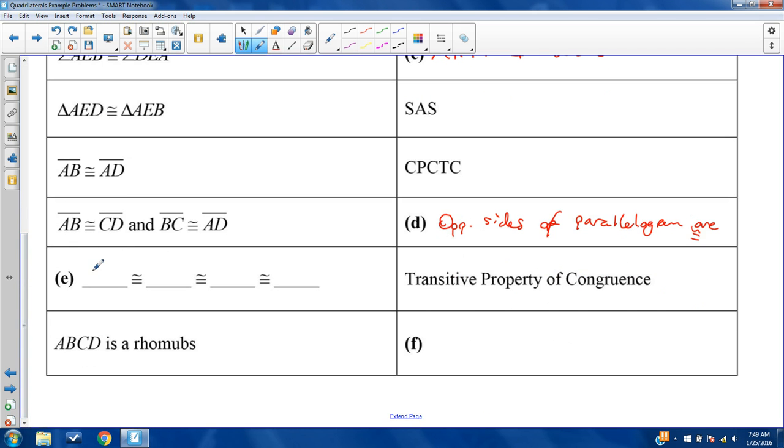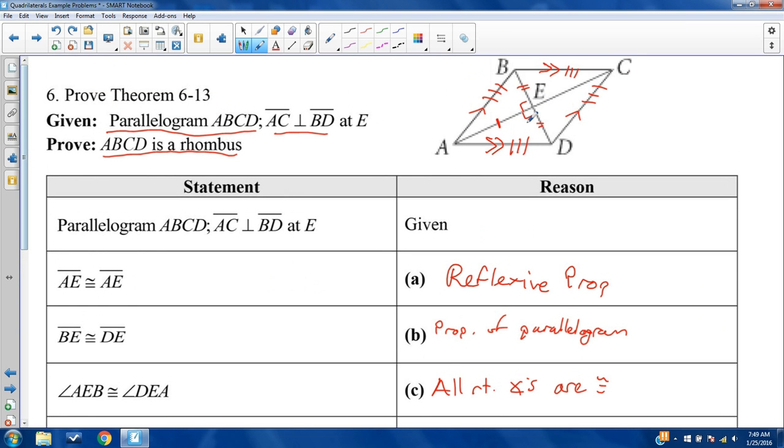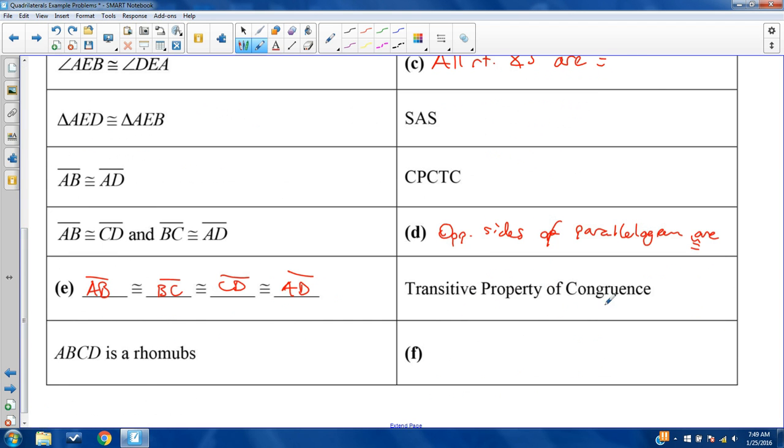Therefore, all of these parts are congruent: AB, BC, CD, and AD. You can take a look up here and notice that I've now marked them all congruent. It's the transitive property of congruence. All four are congruent. Oh, there, it says it right there. And therefore, ABCD is a rhombus because all sides are congruent.